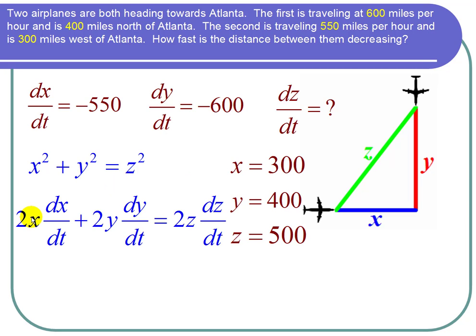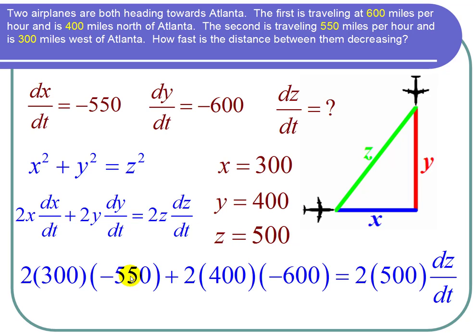So now I'm ready to plug in all of my numbers. So we have x is 300, dx/dt is negative 550, y is 400, dy/dt is negative 600, and z is 500. So we want dz/dt, so I just multiplied these together, added them up, and then divided by 1,000. And what I arrived at was that dz/dt is equal to negative 810.